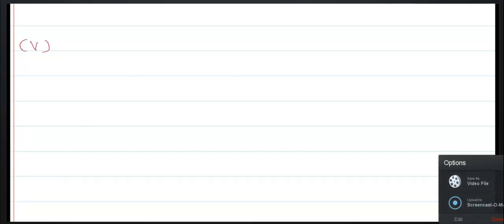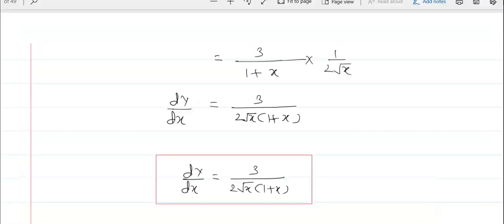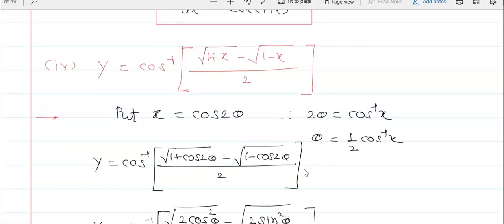Now the fifth one, so you can write it down from the board.